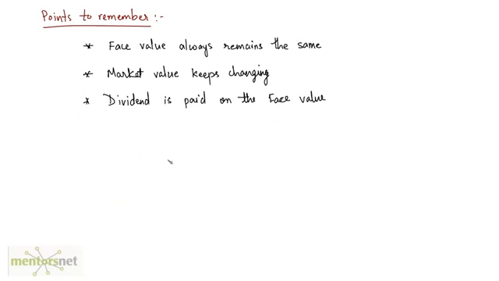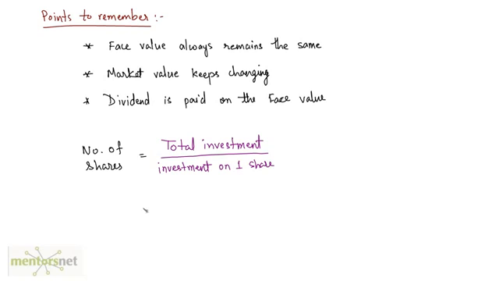Now before we go ahead and solve some questions, let us look at some points that you need to remember. So the first point is that the face value of any share always remains the same. It is the market value which keeps changing from time to time, right? And when you calculate dividend, you always calculate it on the face value, right? Now what is the formula for calculating the number of shares? Well, let me write it for you. So the number of shares bought is equal to the total investment made divided by the investment made on one share. Well, it is also equal to the total income upon the income on one share, right?